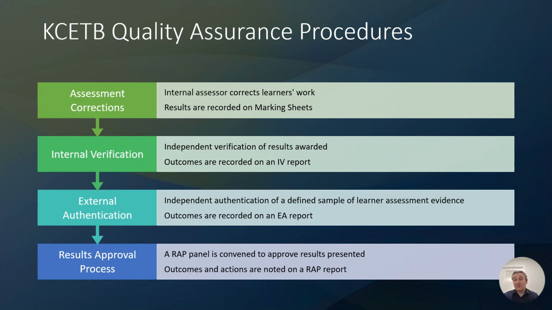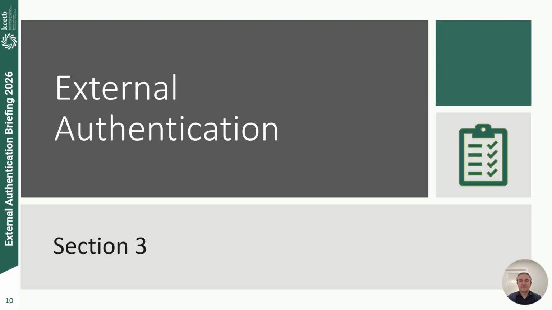So for QQI awards, the operation of IV and EA is its core quality assurance mechanism, which seeks to ensure fairness, consistency, and validity of assessment and of assessment outcomes. And each KCTB centre follows the process outlined here. So moving on to section 3, it's our external authentication processes in KCTB.